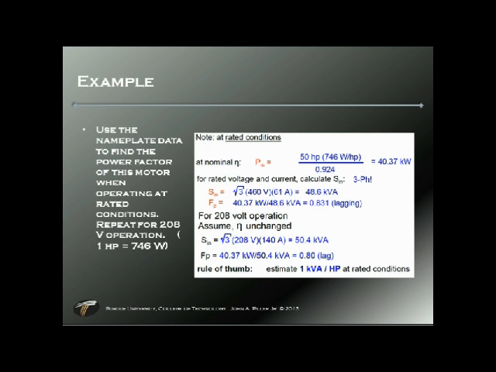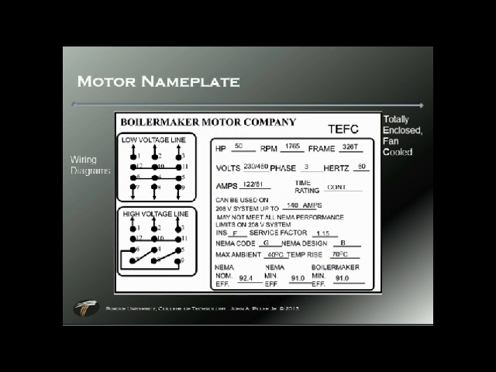So your nominal efficiency, Pn, is equal to 50 horsepower times 746 watts per horsepower. That's a standard horsepower to watts conversion, divided by 92.4%, because this is a 92.4% efficient machine. And we know that because at the very bottom of the nameplate there are three efficiencies. We have the nominal efficiency, the minimum efficiency, and the guaranteed efficiency by the company. 92.4 is its nominal efficiency.